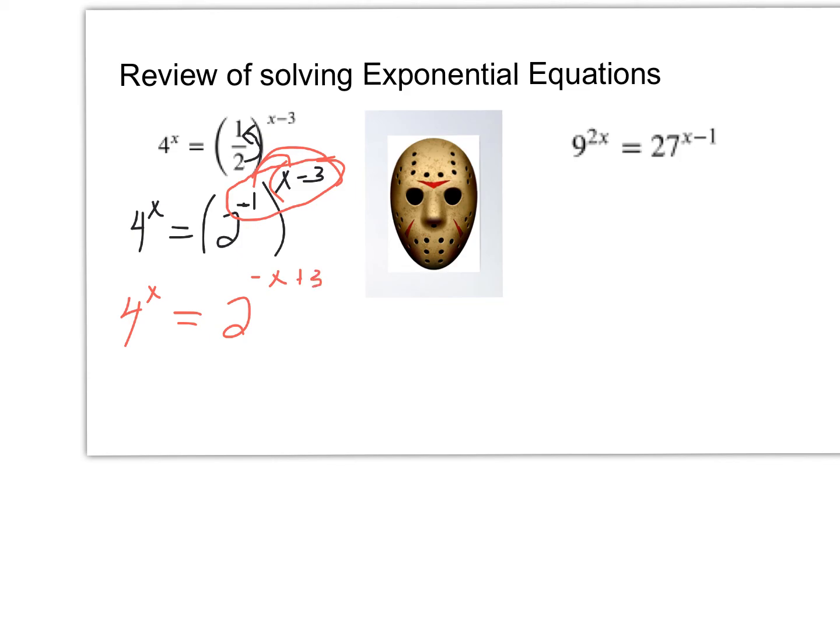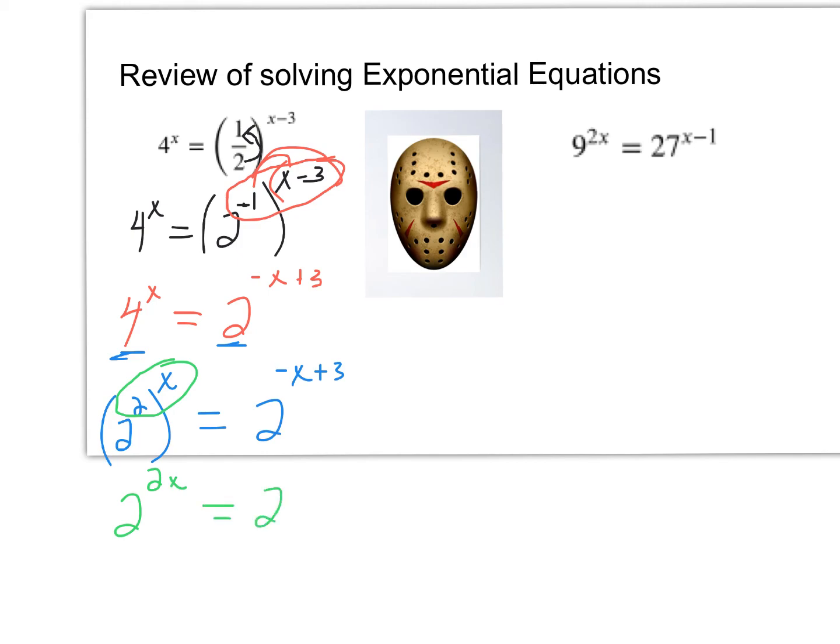Now remember, we have to establish a common power base. Between 4 and 2, my power base is going to be 2. So 4 I'm going to change, because 2 squared is really 4. That's going to be raised to the x is equal to 2 raised to the negative x plus third power. Now from here, we're going to multiply these exponents together. Power to power says you multiply, so it's going to be 2 to the 2x is equal to 2 to the negative x plus third power.